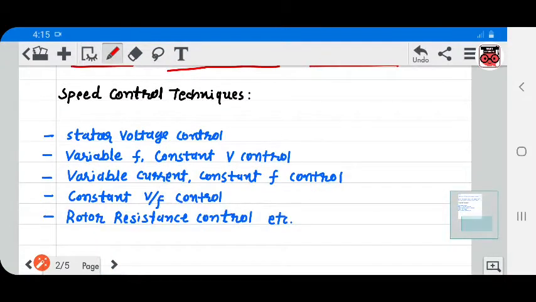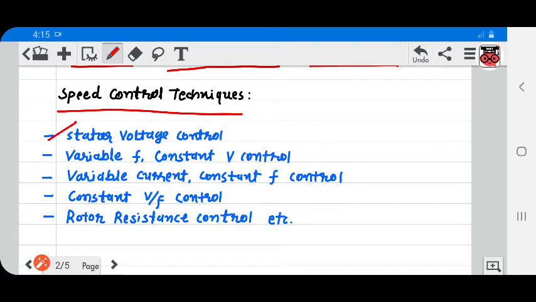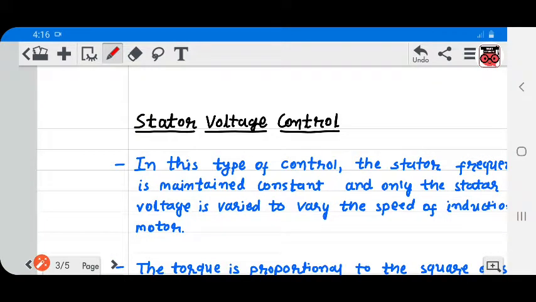Now, there are different speed control techniques: stator voltage control, variable frequency constant voltage control, variable current constant frequency control, constant voltage and frequency control, rotor resistance control, etc. Now, we are going to discuss stator voltage control.